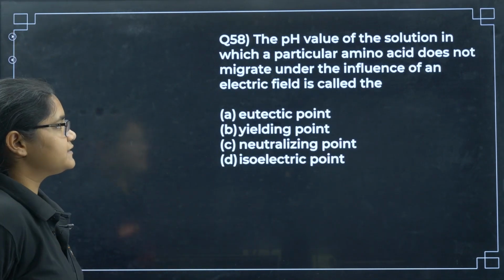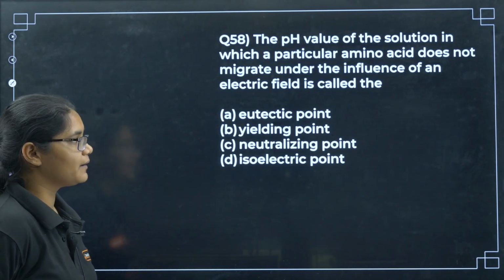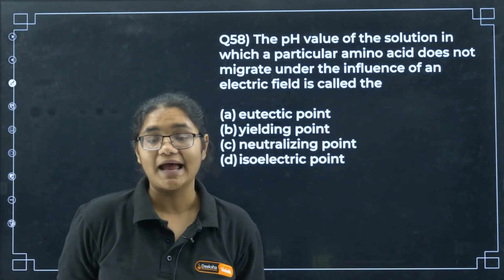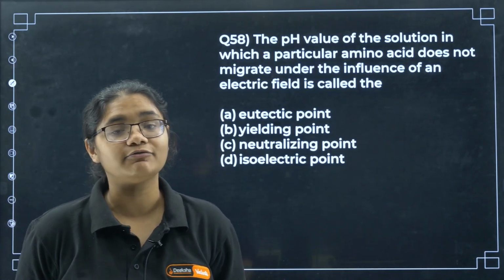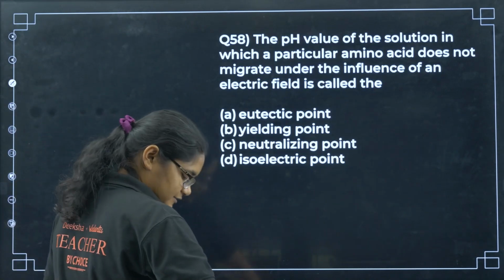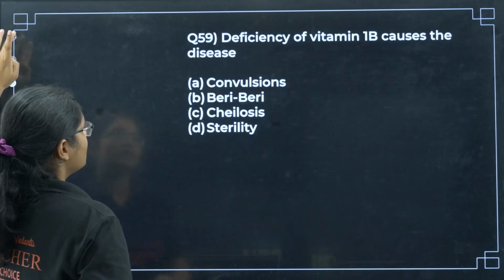Next, the pH value of the solution in which a particular amino acid does not migrate under the influence of an electric field. So you know that pH at which the amino acid exists in the form of Zwitter ion, that pH value is called your isoelectric point, so option number D.